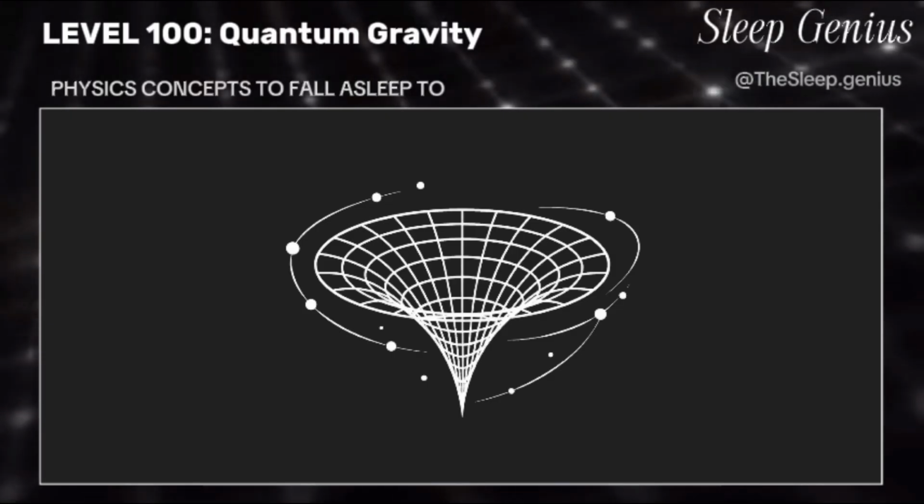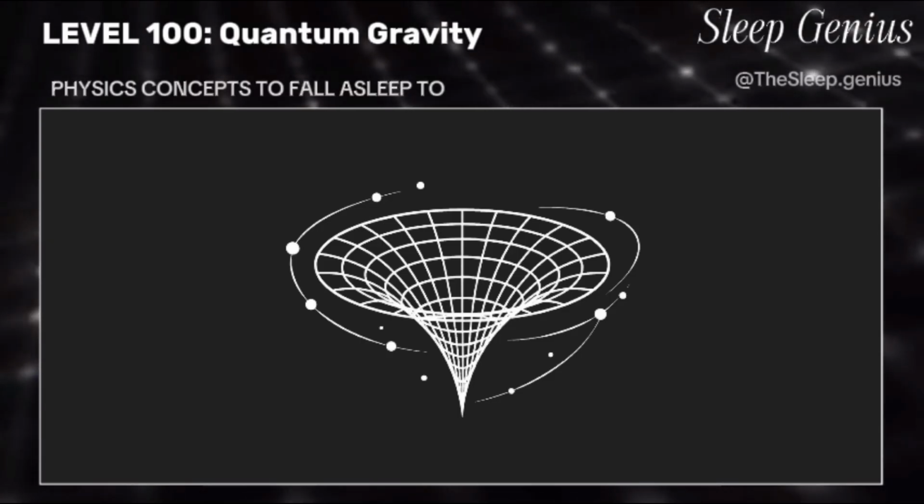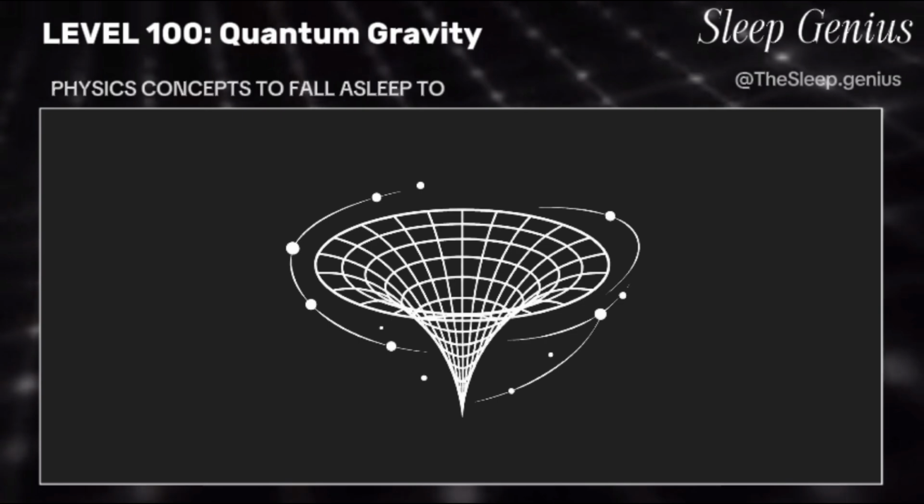Space and time might exist in multiple forms, sometimes smooth and sometimes jagged. Under extreme conditions, like near a black hole, these forms transform, showing new rules. These transformations help explain how the universe evolves from the very small to the very large.